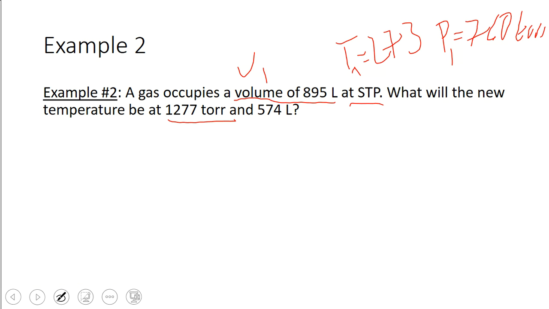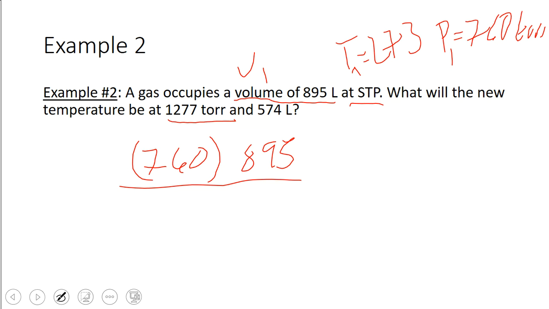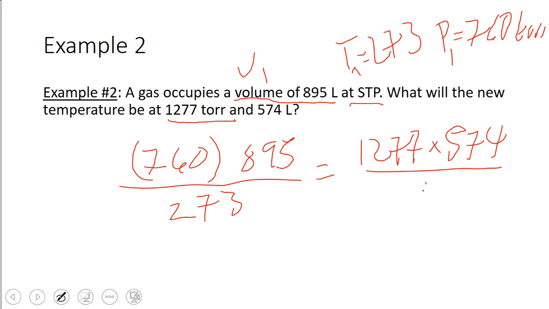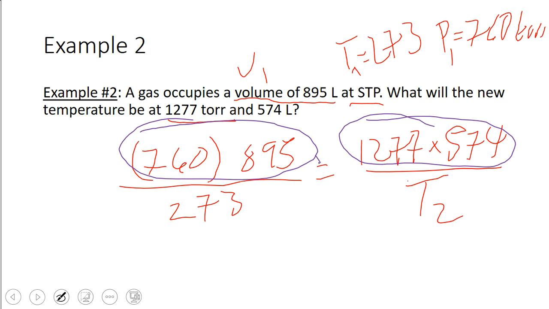760. All right, so P1 V1 is 760 times 895, divided by T1, 273, is equal to P2, 1277, times V2, 574, and that's divided by T2. And we're solving for T2. So again, you want to make these a number, and these one number, and then cross multiply at that point.